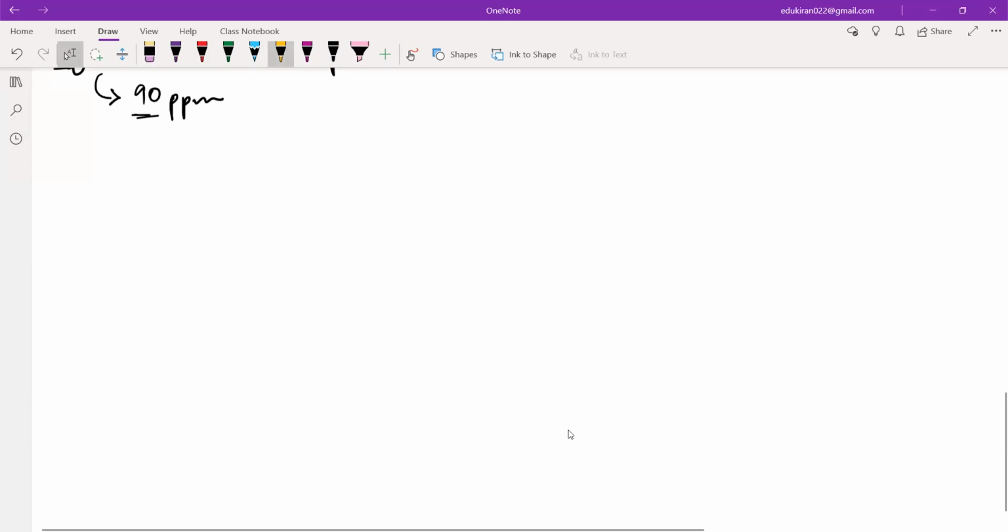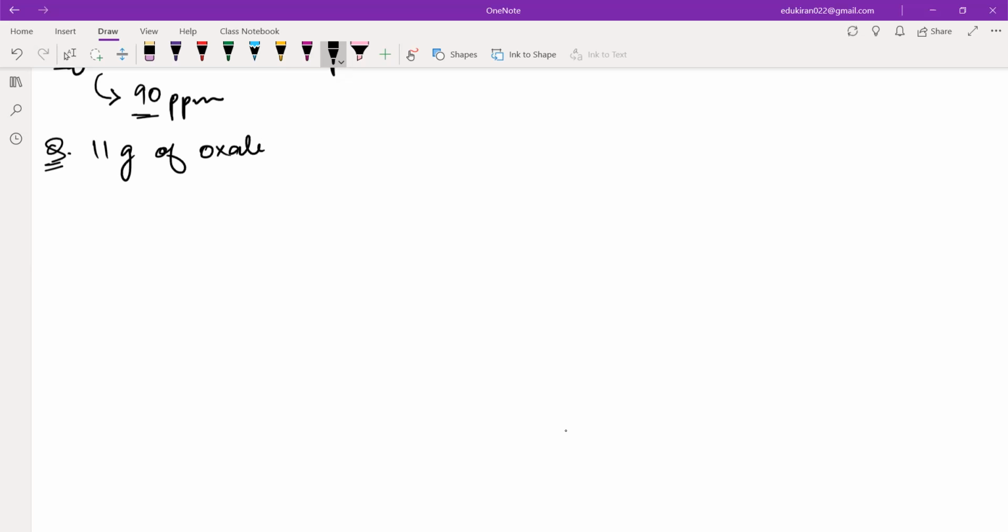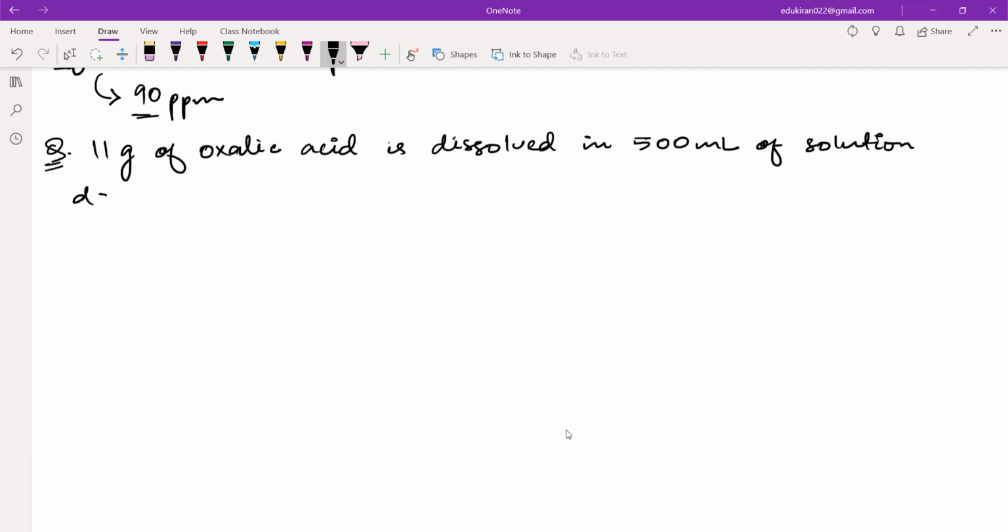Write another question. Okay, write the question with me. 11 gram of oxalic acid is dissolved in 500 ml of solution. Density of solution is given as 1.1 grams per ml. What is the mass percentage?